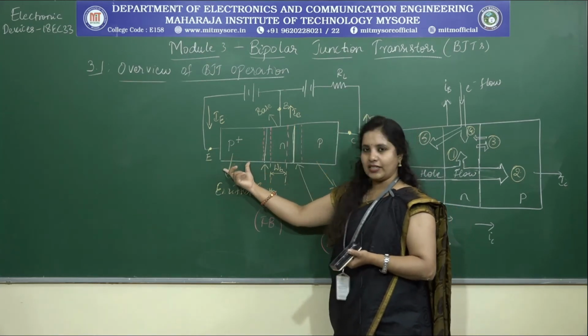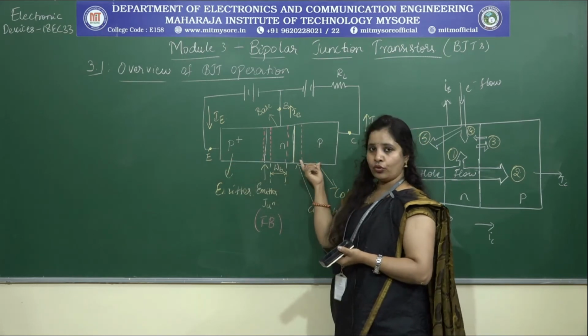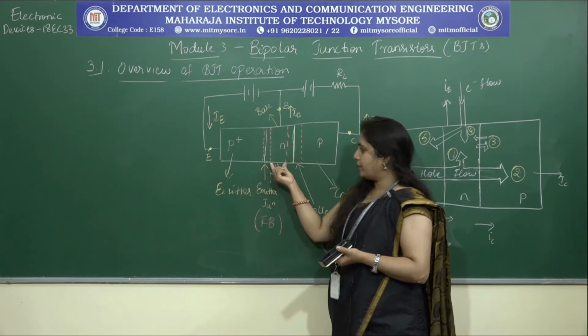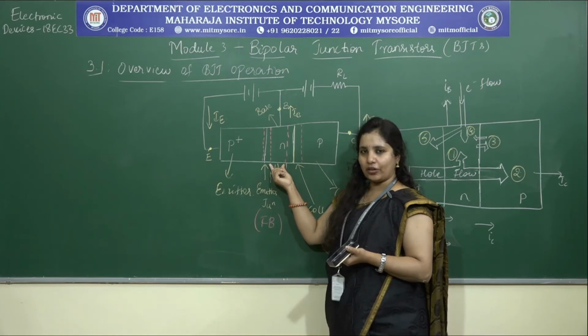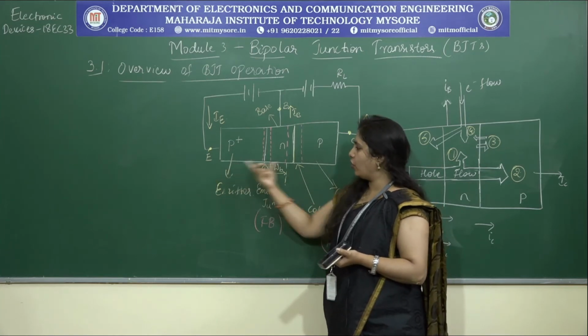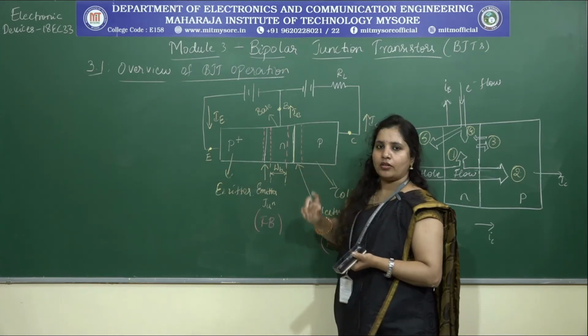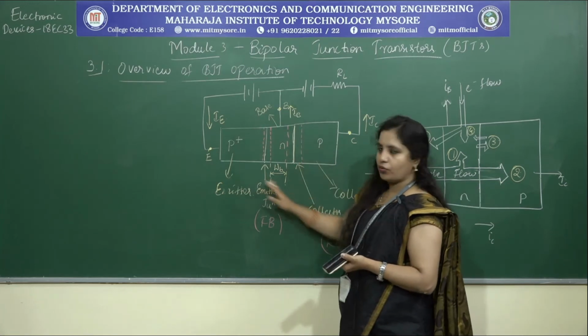Now what about the doping? This has to be heavily doped, these have to be lightly doped. What about the width? This has to be very narrow, whereas this can be a little larger. Done till here? All of you understood with this?